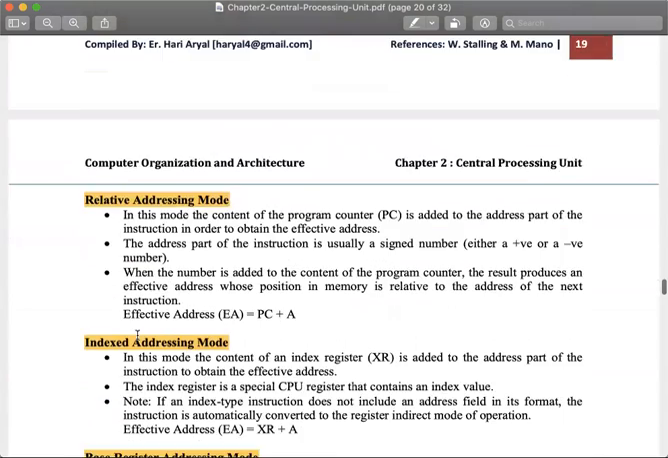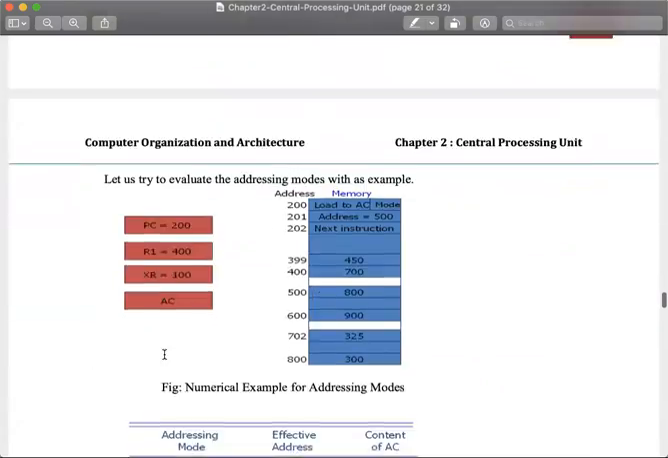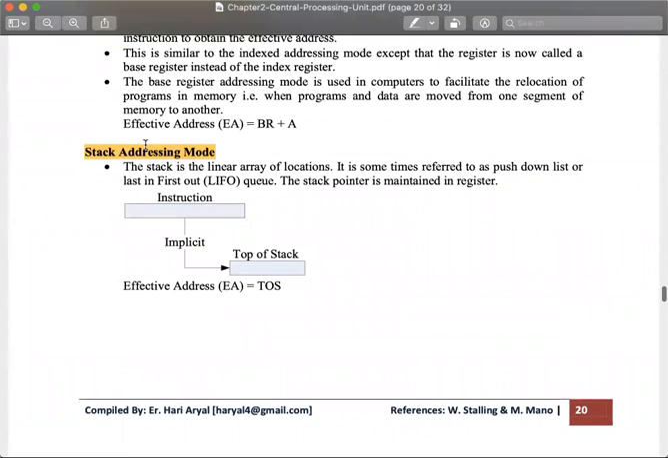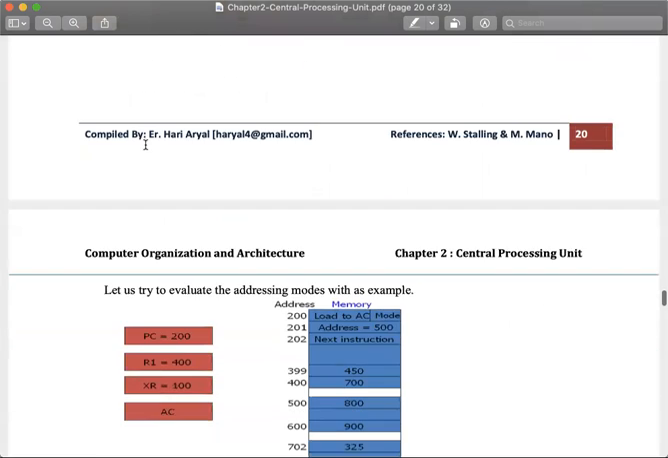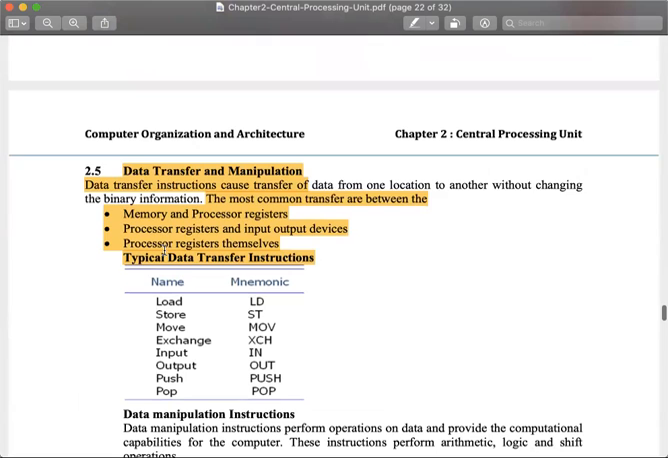So there are relative addressing mode, index addressing mode, base register addressing mode, stack addressing mode. There are many addressing modes, so you will do that. Suppose for some mode the advantage and disadvantage are not given, then you can search on Google, you will get everything from there, take your data from there and make a good assignment. Okay, I will tell you.